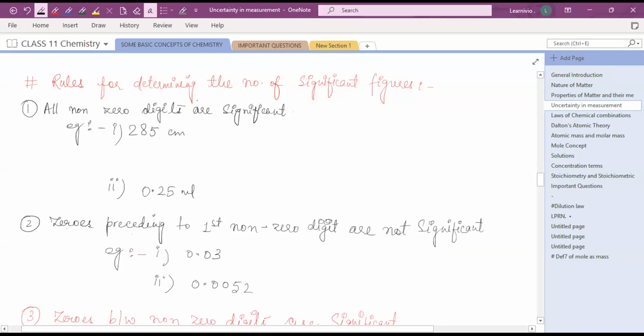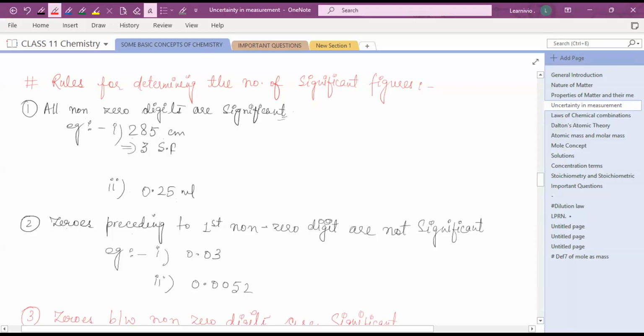So the first rule is all non-zero digits are significant. जितने भी non-zero digits हैं, they are significant. For example, in 285, all are non-zero digits. So how many significant figures are there? 1, 2, and 3. Three significant figures. I'm just writing SF for significant figures.